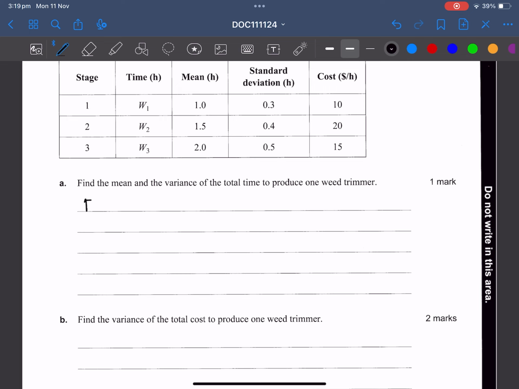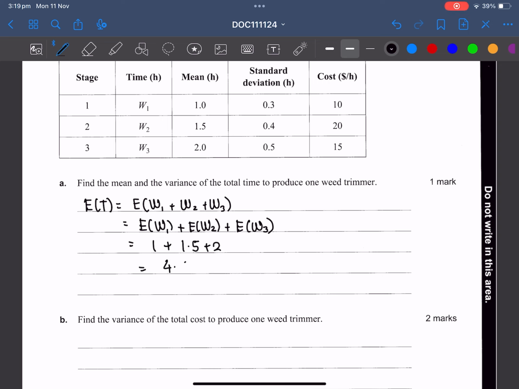Okay, well, so that's pretty simple. So EW, or maybe I can say ET, equals E of W1 plus W2 plus W3. So that is equal to EW1 plus EW2 plus EW3. So that is just 1 plus 1.5 plus 2, which equals 4.5 hours.